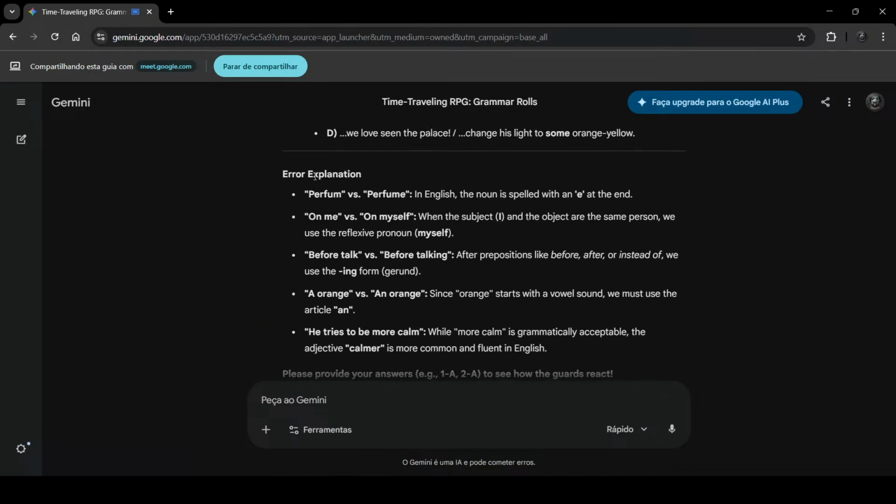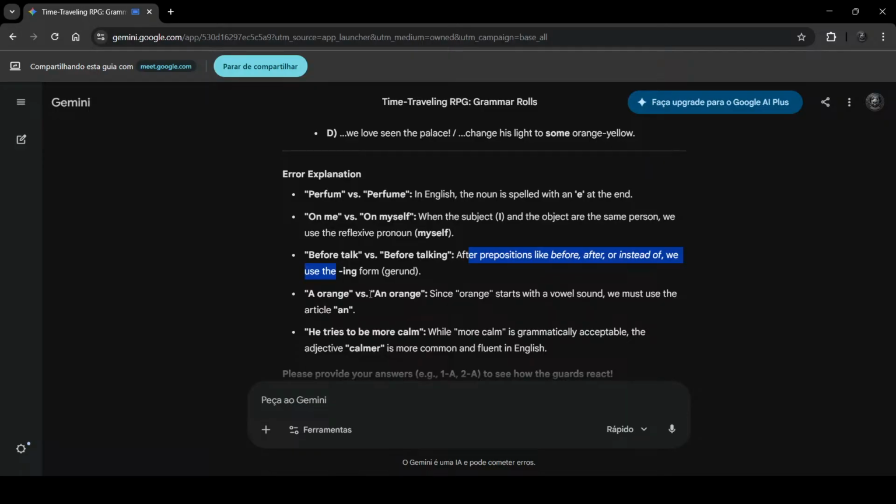So we'll go over perfume versus perfume, right? We see this: in English, the noun is spelled with an E at the end. On me versus on myself. When the subject I and the object are the same person, we use the reflexive pronoun myself, yourself, themselves, right? Like in Portuguese, eu me, não sei o quê, né? Before talk versus before talking. After prepositions like before, after, or instead of, we use the ing form, the gerund.